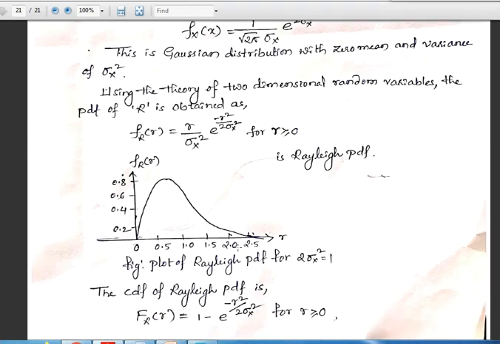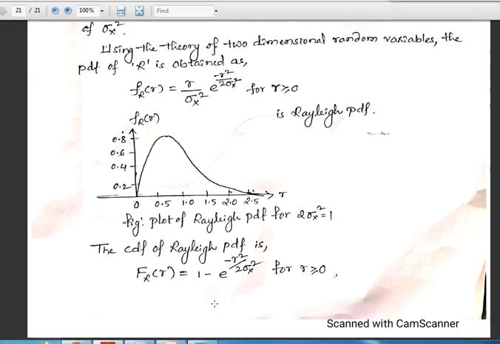The probability density function plot of the Rayleigh random variable, f_R(r), is given for 2 sigma_x square equal to 1. When 2 sigma_x square is equal to 1, it is nothing but r times e to the power of minus r square, because 2 sigma_x square is equal to 1. When this is so, the graph is represented in this fashion, and its CDF is 1 minus e to the power of minus r square divided by 2 sigma_x square, where r is greater than 0.